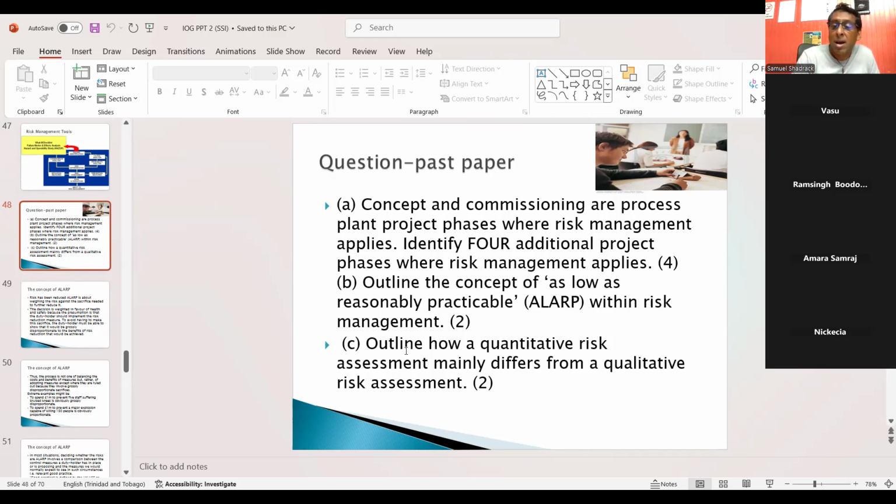Outline how a quantitative risk assessment differs from a qualitative risk assessment for 2 marks. Anybody remember one of the answers for that? Qualitative uses what? Qualitative is words and it's descriptive, and quantitative is numbers. Which one is more objective? The quantitative. Very good.